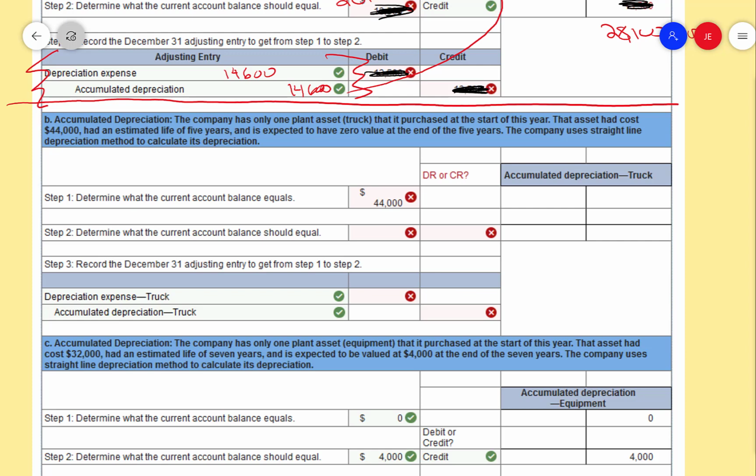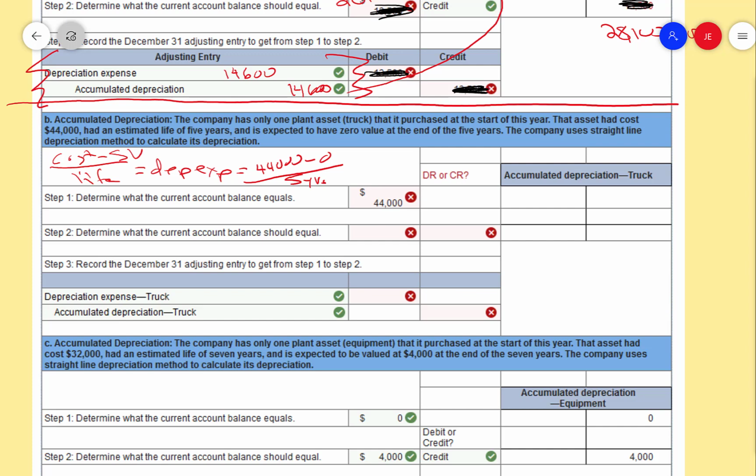Part B says what? Company has one plant asset that it purchased at the start of the year, cost of $44,000, life of 5 years, and no salvage value, right? Straight line depreciation. So remember the formula is what? Cost minus salvage value all over useful life equals our depreciation expense, right? So that means it's what? 44,000 minus 0 all over 5 years. I gotta do that math. Can't do it in my head.